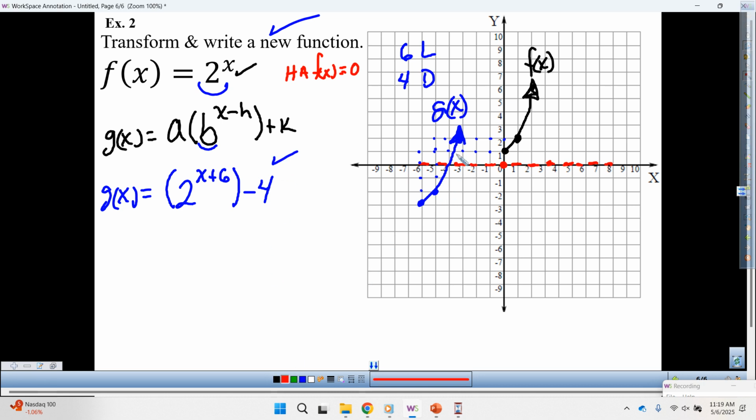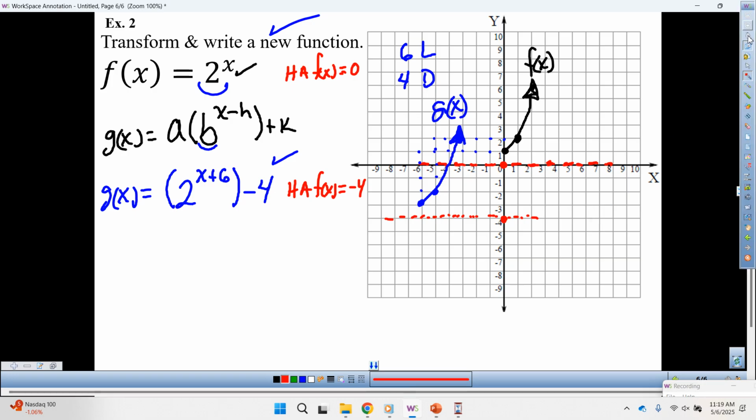So, since we moved this, we also need an HA. So, tell your neighbor, what is our new HA? What is our new HA, everyone? New HA, Joseph. Negative 4. All right, so plot it, graph it. There you go. That's how you should have done last night's homework, but give me a function in each quadrant.